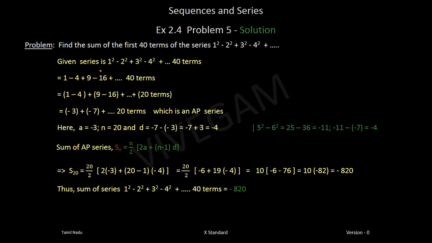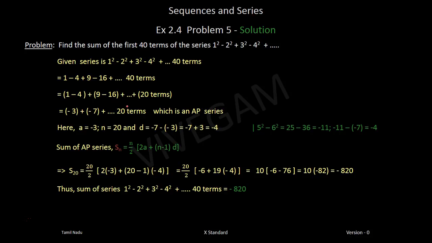If we look at the series, it's 1 square minus 2 square plus 3 square minus 4 square up to 40 terms. So now let's expand. This is 1 minus 4 and this is 9 minus 16, right? Group them together, two terms together. So 40 will become 20 terms because we are grouping two terms together. Now what is 1 minus 4? That is minus 3. 9 minus 16, that is minus 7.